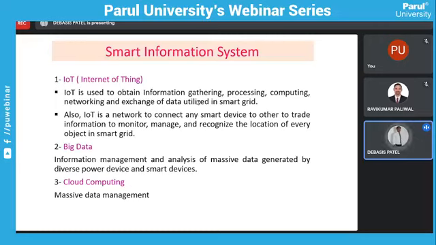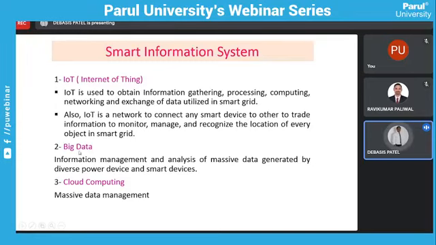So what will happen? IoT also works like a network that will transfer the information from one smart device to other devices, or for trading purposes also we are using IoT. But to help IoT, what will happen? We have the provisions to store more data, right? And we have to store the data in such a way that it will be more secure also, right? That is called big data, cloud computing.